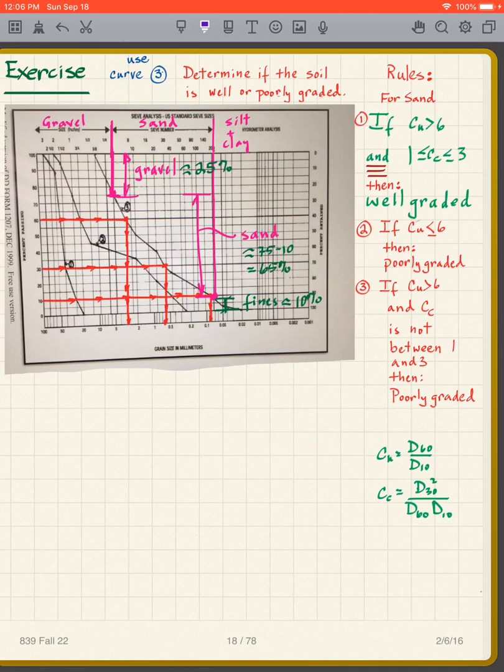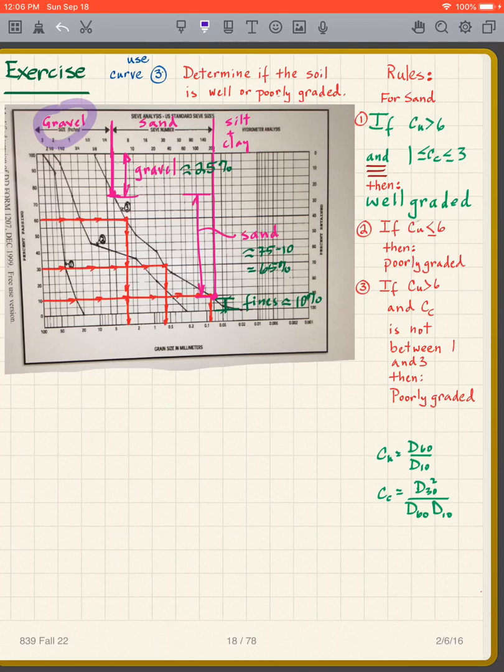Here's another exercise. Okay, so we're going to use curve 3 on this plot. So I'm looking at curve 3. That's this one right here. And I've drawn some lines there for you. And determine if the soil is well or poorly graded. Now in this plot, notice it's got the sand and gravel regions labeled as well as the silt and clay.